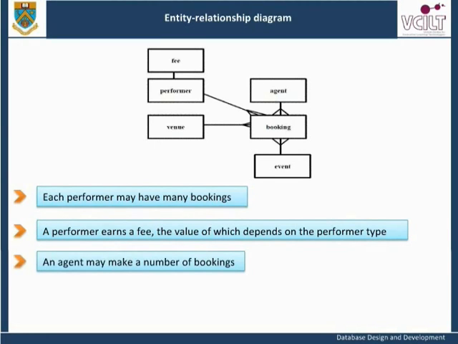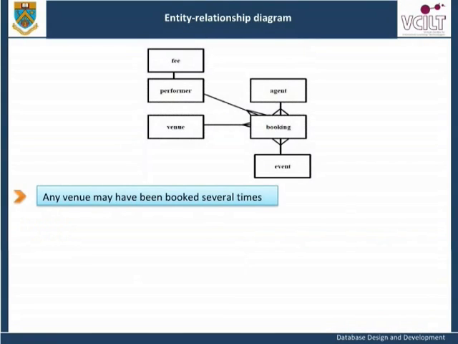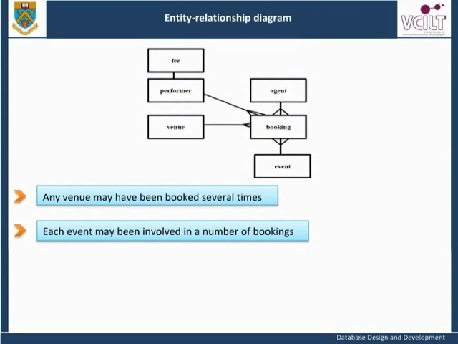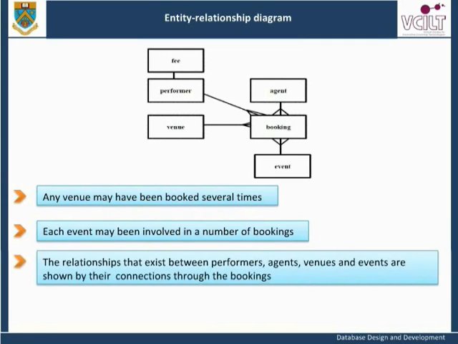An agent may make a number of bookings, so the relationship between agent and booking is one-to-many. Any venue may have been booked several times, which makes the relationship between venue and booking one-to-many. Each event may be involved in a number of bookings, so this relationship is also one-to-many. The relationships that exist between performers, agents, venues, and events are shown by their connections through the bookings.